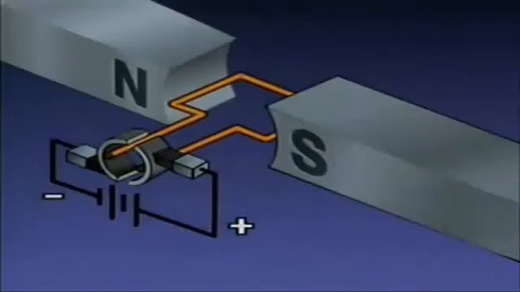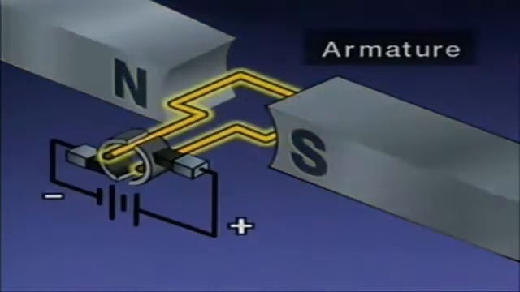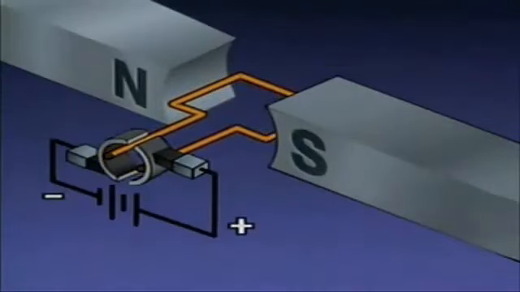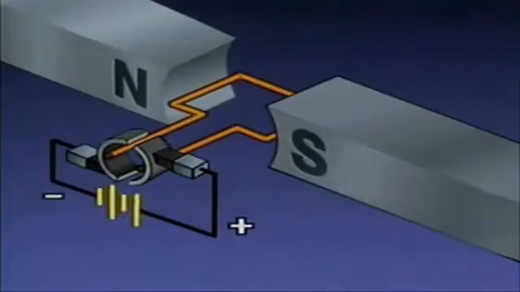This is an illustration of a DC motor. In this simplified example, the stator consists of two permanent magnets. The rotating part, which is shown as a loop of wire, is called the armature. The armature is connected to a source of DC power. These two components are called brushes. The brushes are connected to a DC power source.